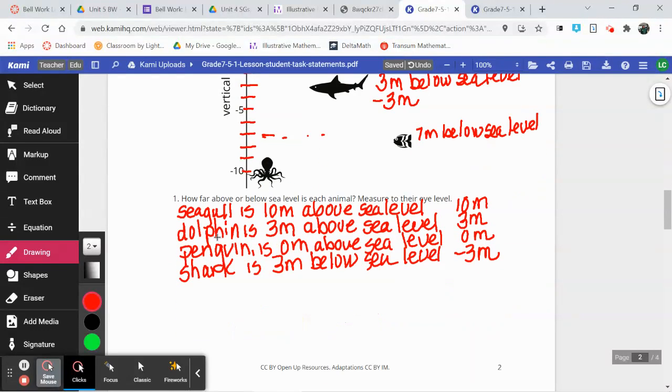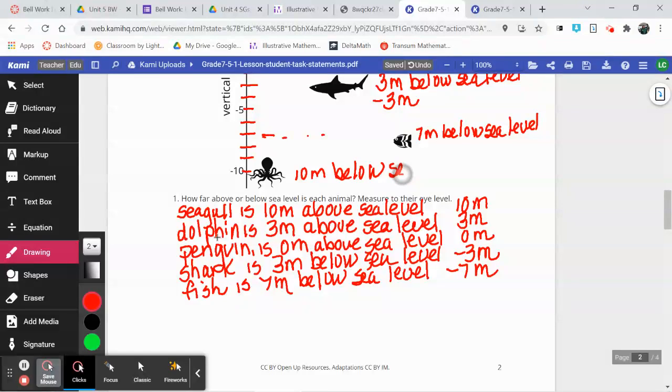All right, so let's go write that. The fish, because we're not going to argue about what kind he is since mine's different than yours, is 7 meters below sea level. And what's another way we can write below sea level? -7 meters. Last but not least, the octopus. So we've got the octopus, and we can see he is right there at eye level at 10 meters below sea level.